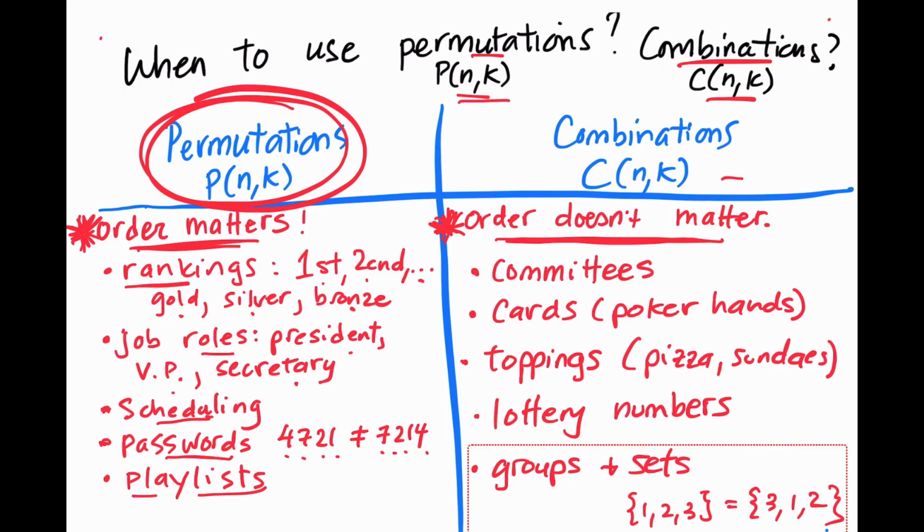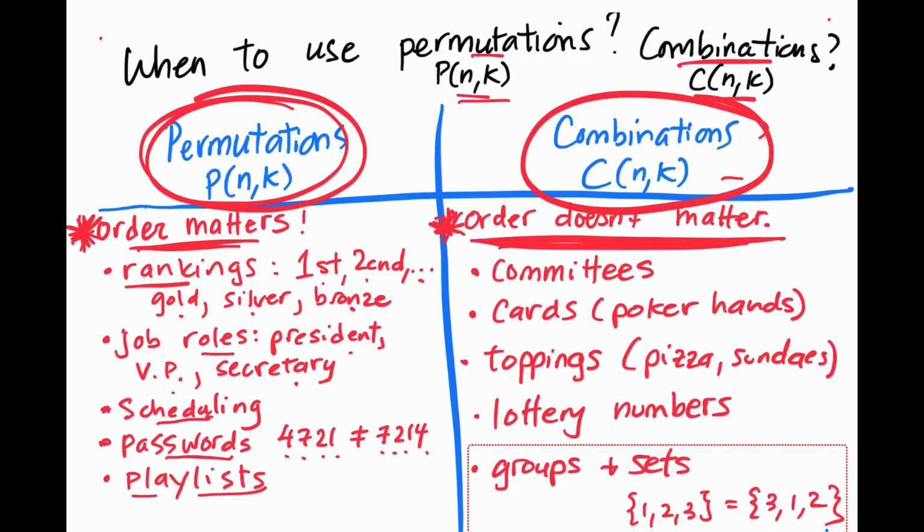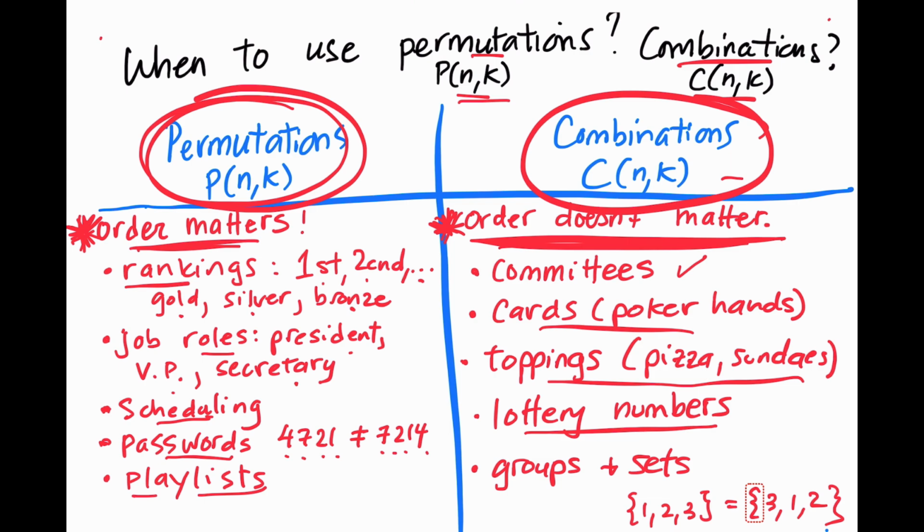For combinations, these are some classic situations where order doesn't matter, like a committee where none of the people have any special role, so you're just picking people for a committee. Cards, like poker hands, toppings for pizza or sundaes, lottery numbers, where the order doesn't matter. Anytime you have groups and sets where you don't care about the order, like 1, 2, 3 is the same as 3, 1, 2, that's when you would use combinations.